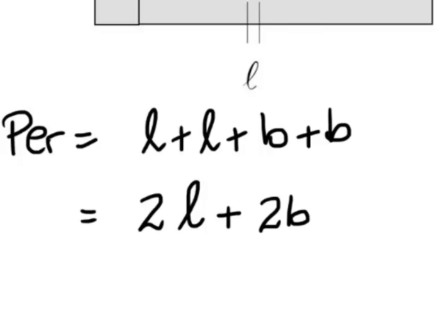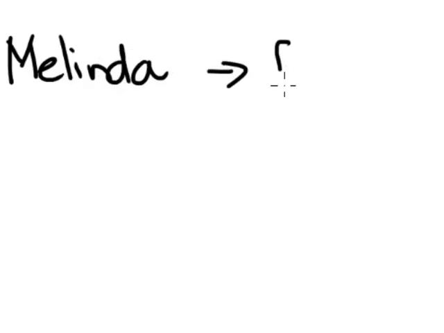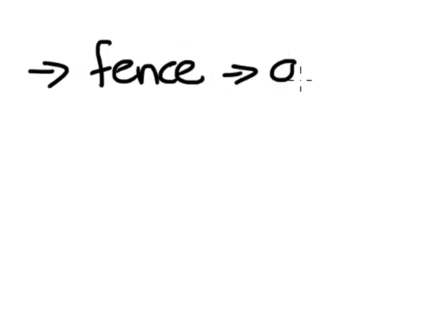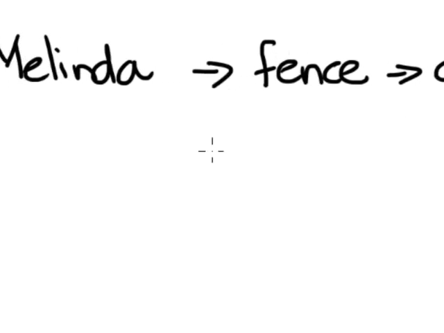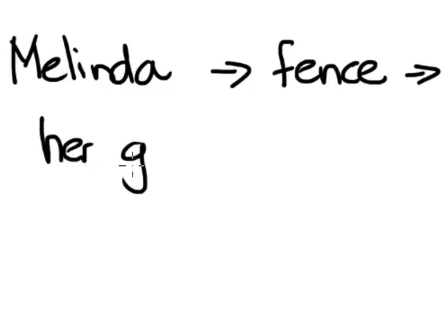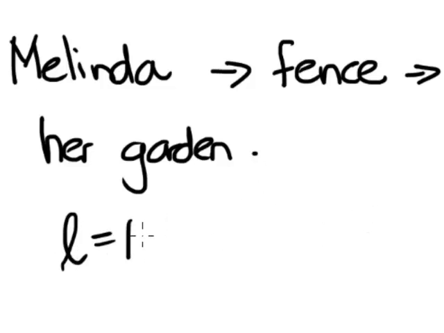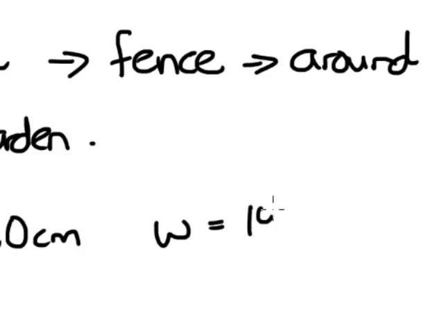Okay, let's have a look at an example. Melinda wants to build a fence around her garden to keep the rabbits out. So that's going to be around her garden. Now, the length of her garden is 120 centimeters, and the width of her garden is 180 centimeters.